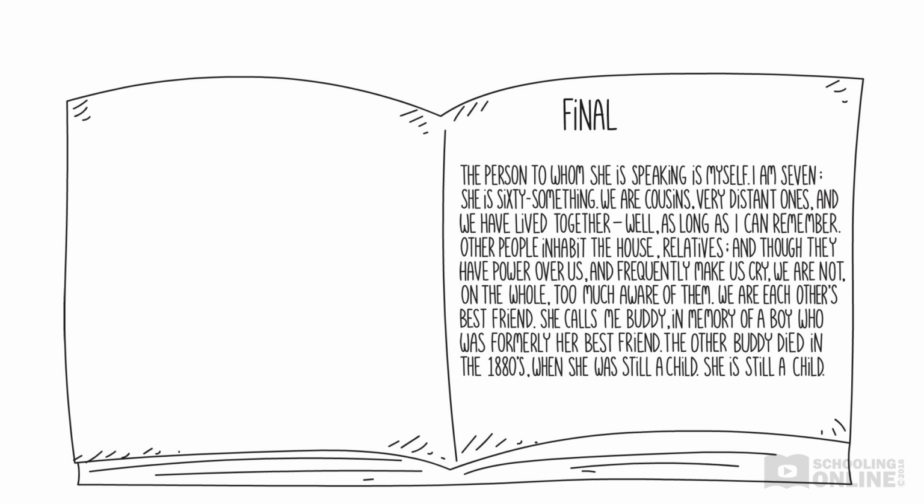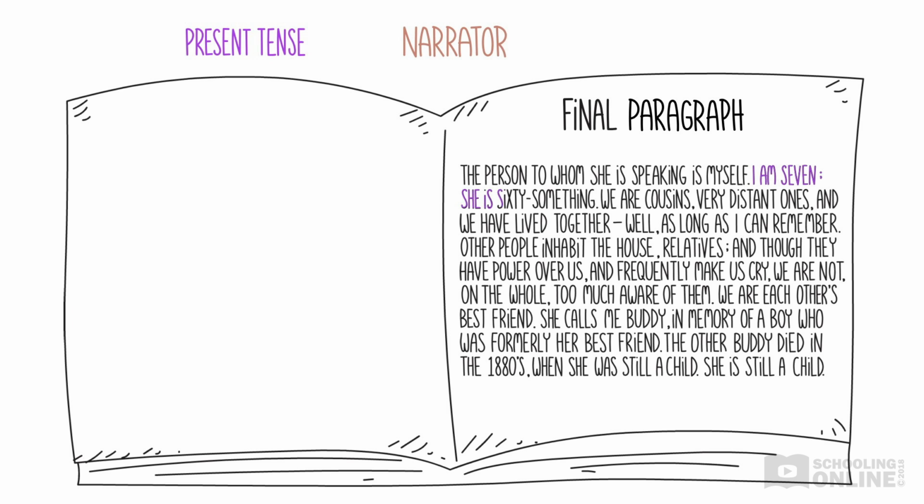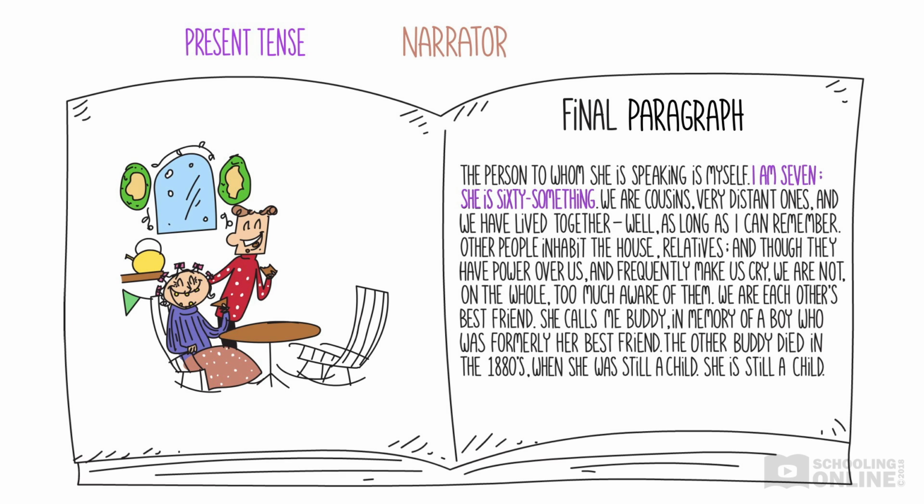Now we're up to the last paragraph. By now, you may have noticed that the whole text is in present tense. That is, the actions are described as if they're happening right now. For example, the narrator says, "I am 7, she is 60-something." Even though the story is set in the past, it's still a strong memory for the narrator. That's why it's in present tense.